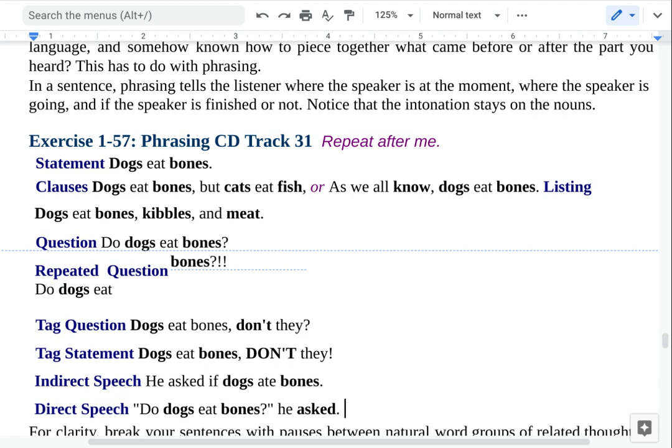Dogs eat bones. Dogs eat bones, but cats eat fish. Or, as we all know, dogs eat bones. Dogs eat bones, kibbles, and meat. Do dogs eat bones? Dogs eat bones, don't they? He asked if dogs ate bones. Do dogs eat bones? He asked.